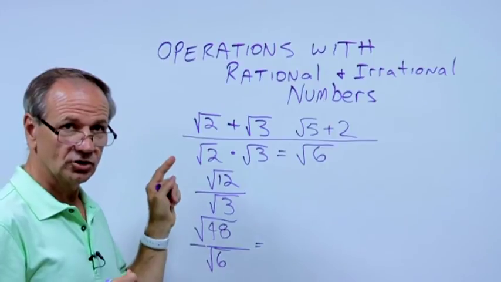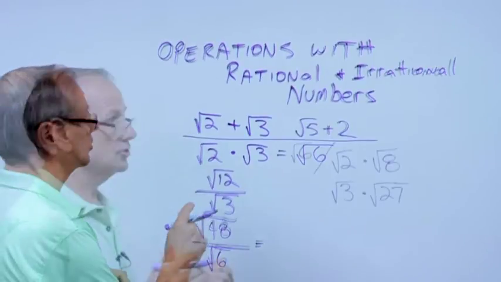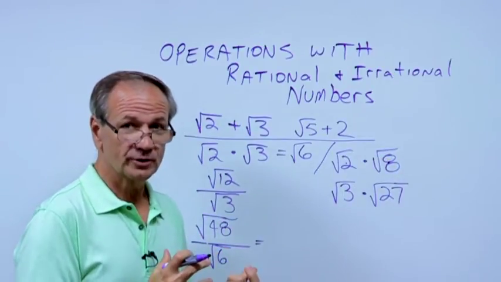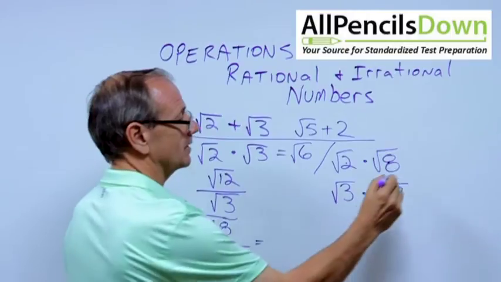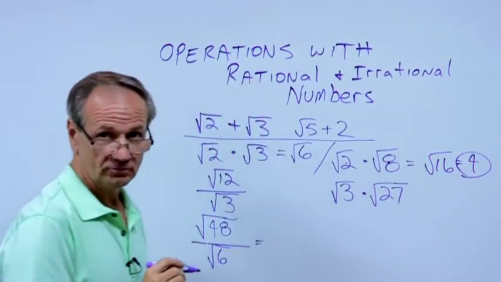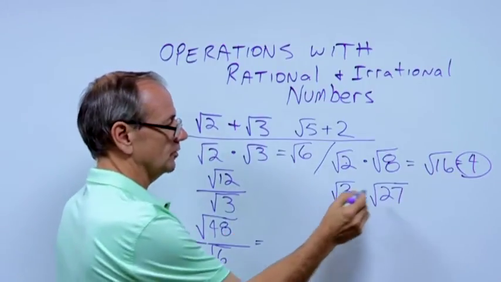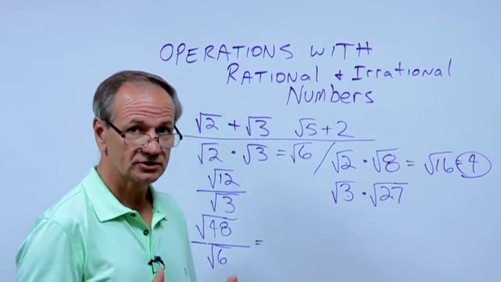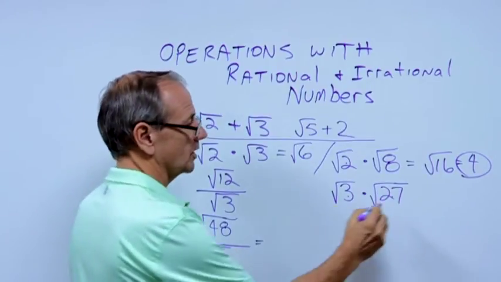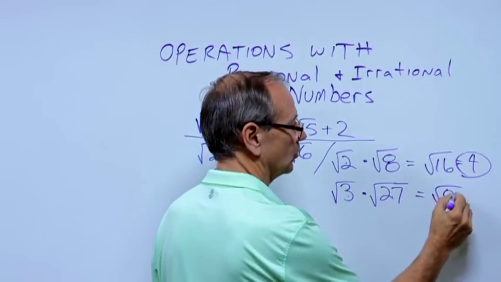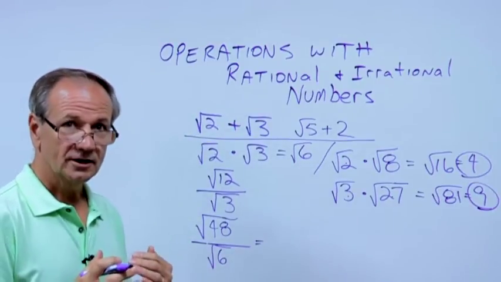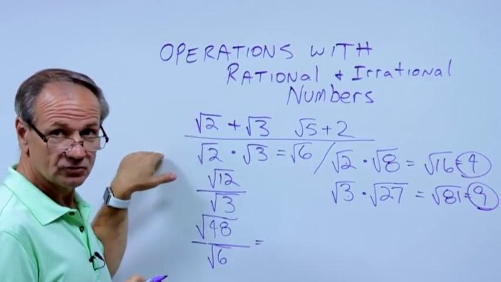Okay, but let's take a look at some that might actually work. If we do the square root of 2 times the square root of 8, both of these are irrational. But when I multiply them, I'm getting the square root of 16, which equals 4, which is rational. Let's take a look at the next one. Square root of 3 times square root of 27. Square root of 27 is irrational. The square root of 3 is irrational. But when I multiply them, I get the square root of 81, which is 9, which is rational. So I want you to see how there's a difference when we add versus when we multiply.